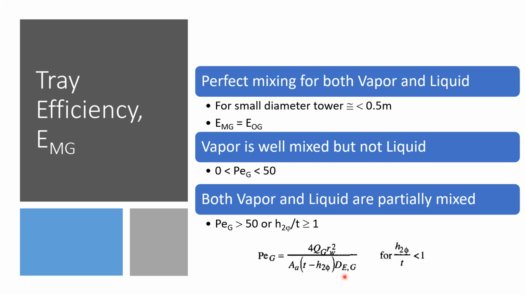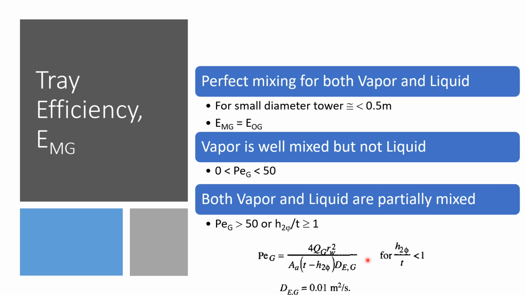So again, as you see, now we are combining all our knowledge during this semester to finalize the design of an absorption column. DEG is the eddy diffusivity in the gas phase. Generally speaking, this value of eddy diffusivity in the gas stream is usually more or less a constant value, equal to 0.01 meters squared per second.